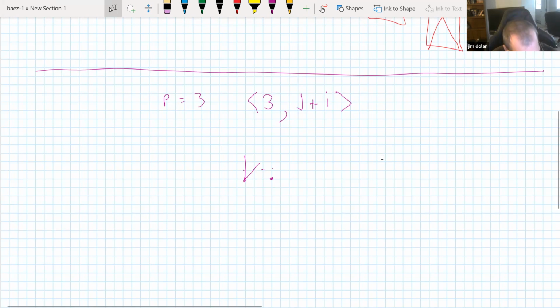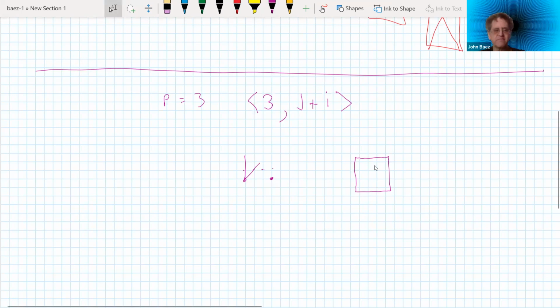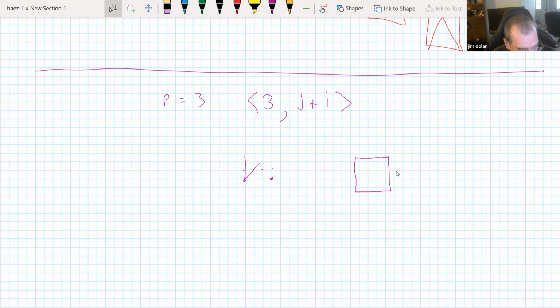Let me try to draw the Gaussian integers modulo 3. So it's like inside that box, the vertices are inside that box. No, I did that completely wrong. What did I do? Oh, it's the boxes inside that box. But maybe I should have made it the vertices inside that box. I have to quickly decide which it should be. Let's see. I'll do it the other way around. We'll think in terms of the vertices. So it's like that.